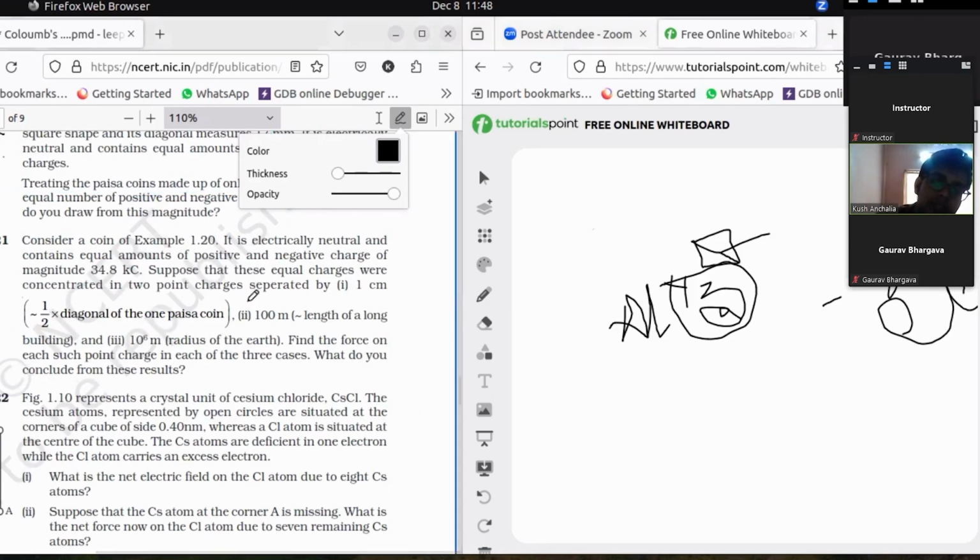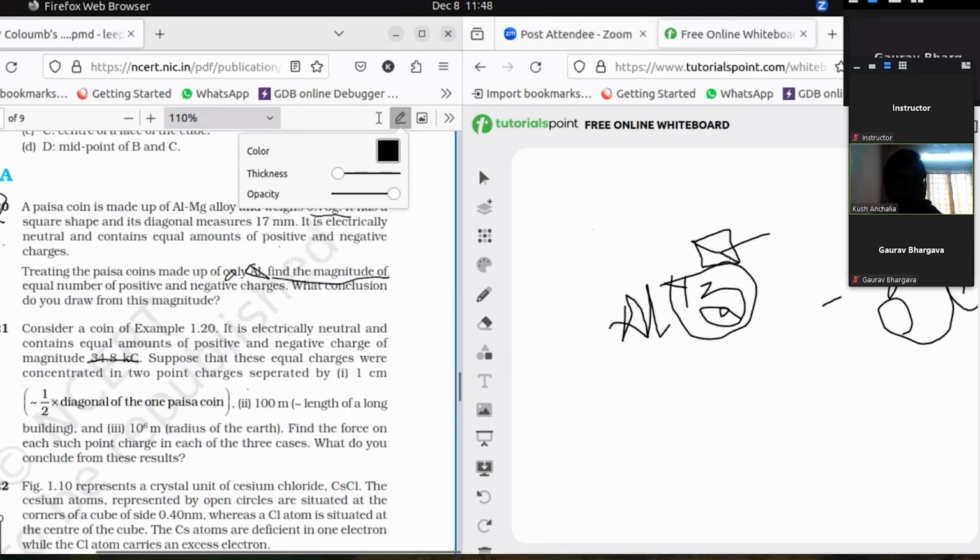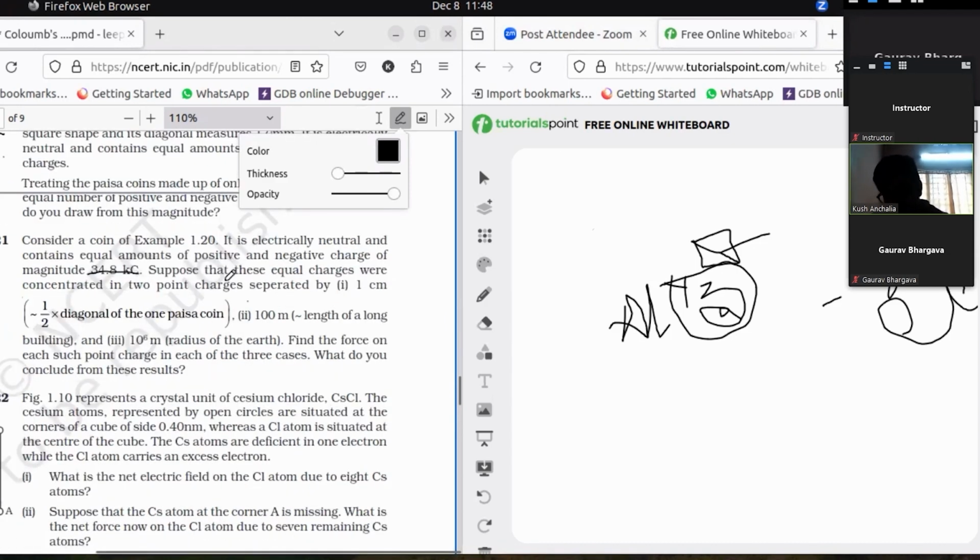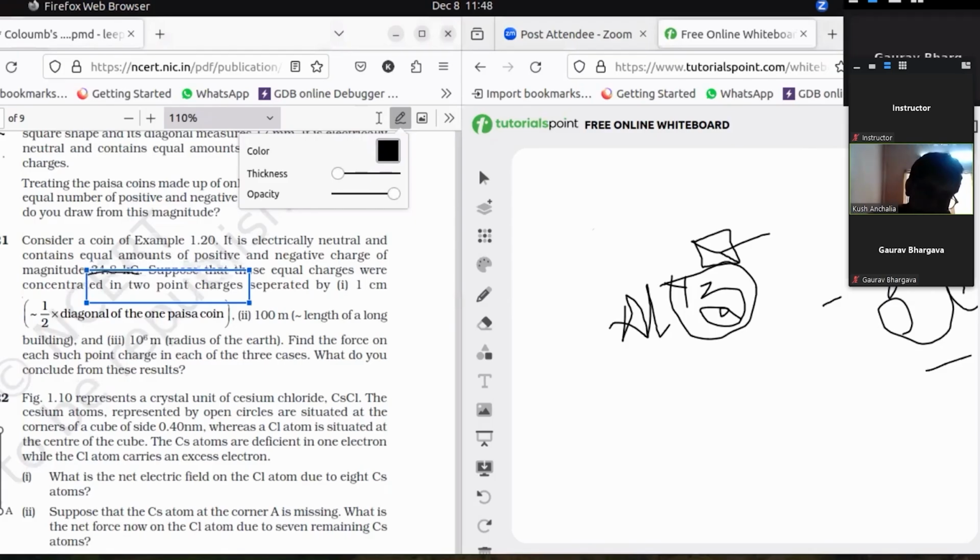Next question: consider a coin of example 1.20. It is electrically neutral, contains equal amounts of positive and negative charge, or magnitude. Okay, the magnitude, got it. Here aluminium is +3, so I thought only -3. So it is related to that only. Suppose these equal charges are considered as point charges separated by some distance. Okay, find the force now.